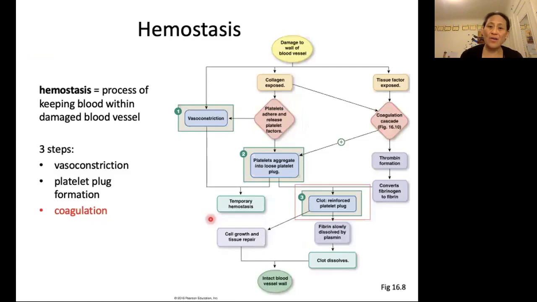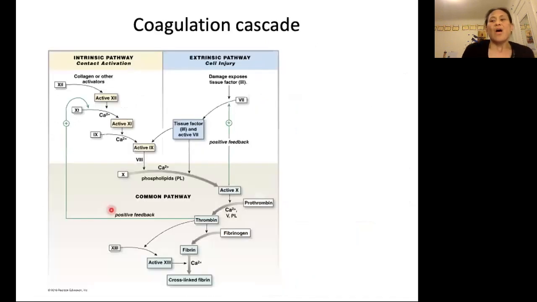Okay, so we've gone over the first two steps of hemostasis, vasoconstriction and platelet plug formation. Now let's talk about the third step of hemostasis, which is coagulation, or formation of a blood clot. This figure shows the cascade of events leading to a blood clot.